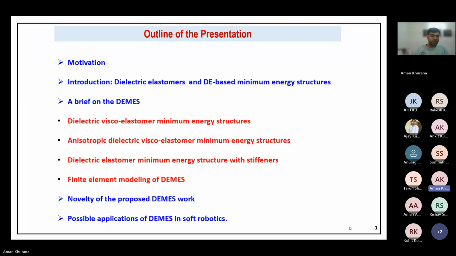This is a quick outline of my presentation. I will show you a short introduction of the terms. What is dielectric elastomer? What is dielectric elastomer based minimum energy structure? I hope you have already covered something about dielectric elastomers yesterday. But still, I will give a quick overview and a quick glimpse of how it actually works. And then I will take you to its application. That is the most important part: how we can implement this soft active material for different soft robotics applications.